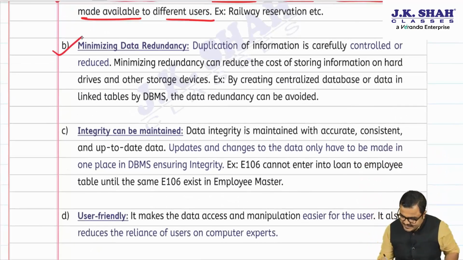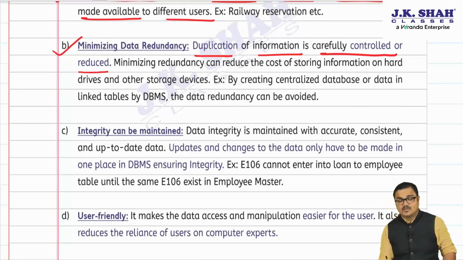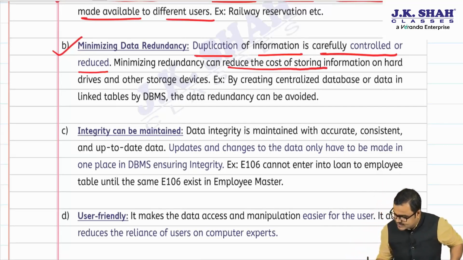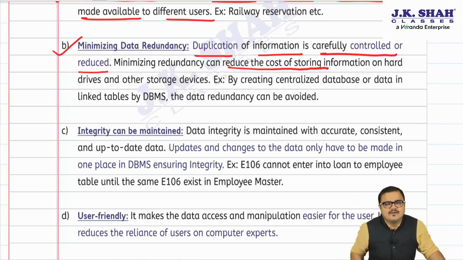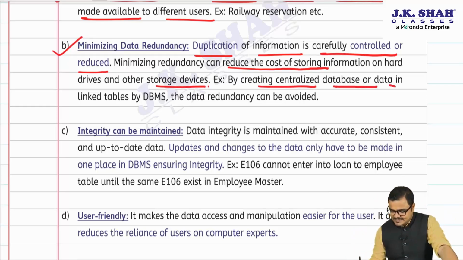Second, it minimizes data redundancy. Duplication of information is carefully controlled or reduced. That will also reduce what? Cost of storing information and other storage devices. Example, by creating a centralized database, the data can be linked into tables by using DBMS.